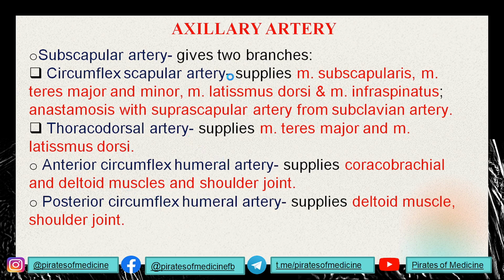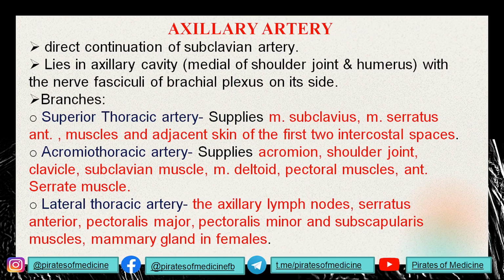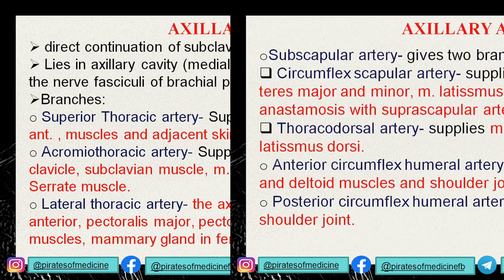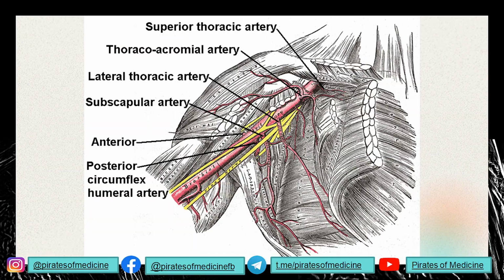These arteries and its branches, they supply various muscles of the upper limbs. They supply the skin of the upper limb. You can note it down, but according to the localization, our answer here is the axillary artery, because it is present between the nerve fasciculi of the brachial plexus in the axillary cavity. That is why the answer here is axillary artery. Correct? Good. So you can see over here, these are the branches of the axillary artery. Yes, see, this is present in the axillary cavity.